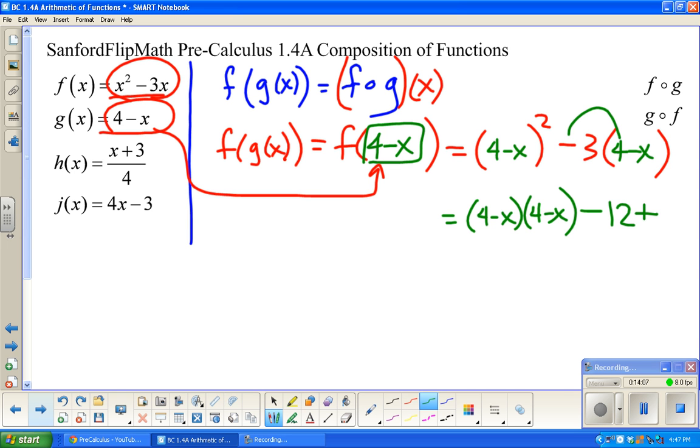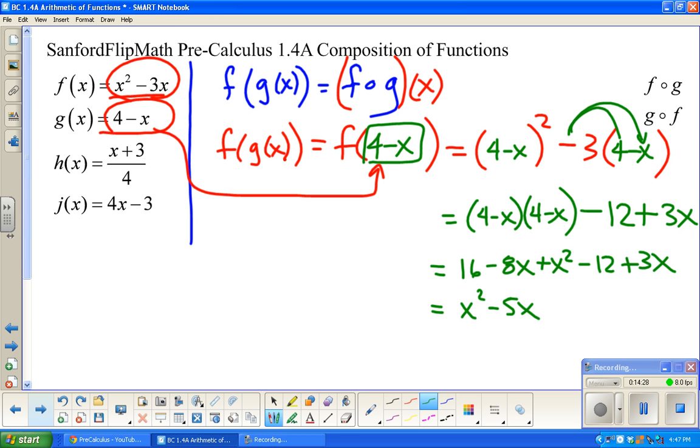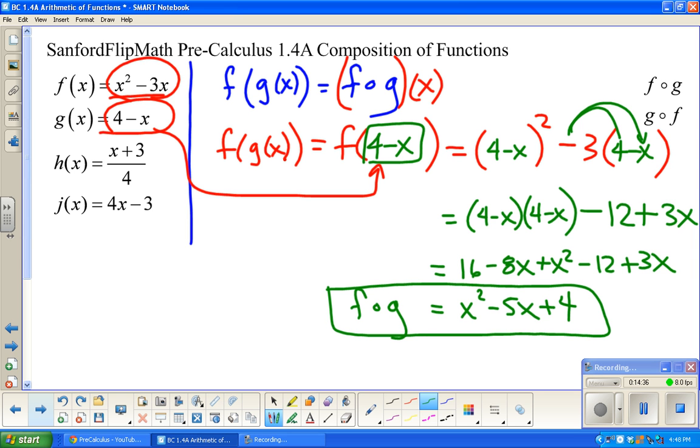minus 12 plus, okay, think about why that's plus 3x. Well, I need to do some multiplying here. So 16 minus 4x minus 4x plus x squared. Okay, and combining like terms, again, I like my x squareds up front, and then my x's, and that's it. So f composed with g for this function f and g is that.